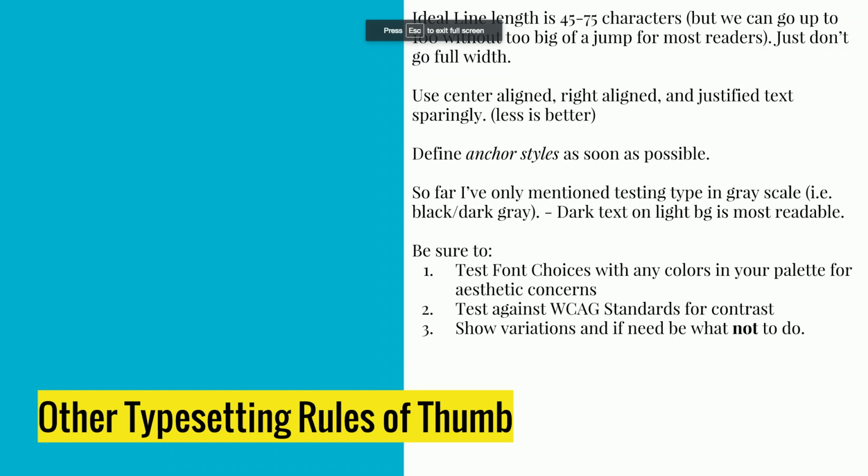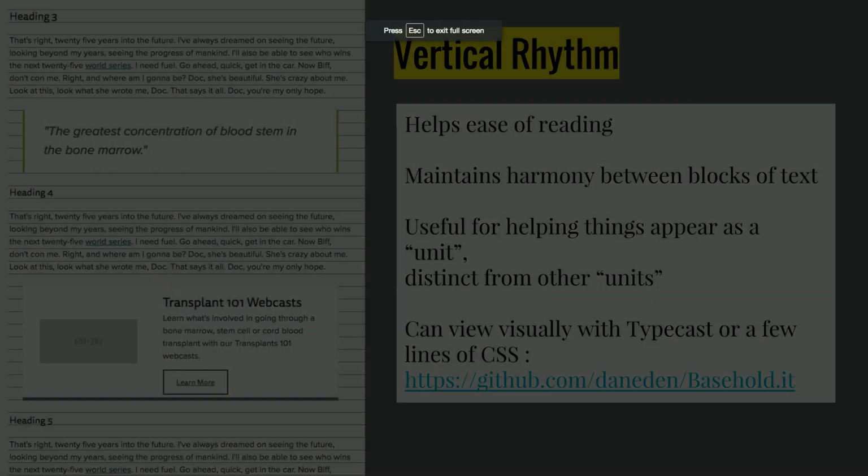So be sure to check that against WCAG standards for accessibility, and show variations of what not to do if need be. If you're going to hand it off to an internal team, if you're at an agency or a government contractor, make sure you give code samples and what not to do, as well as the ideal, so that you're not leaving them without instruction and training.